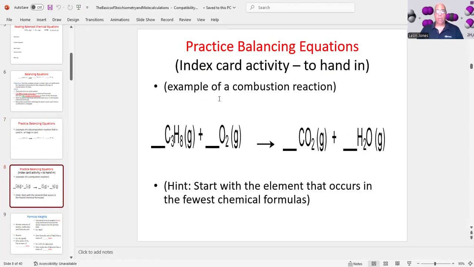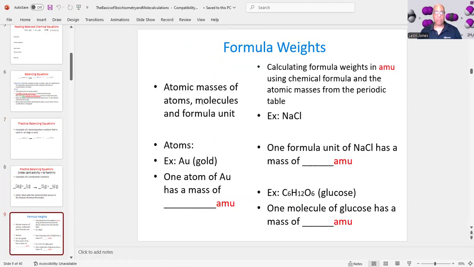So, practicing balanced equations. Here's an example of an equation. Now, again, you start with the element that occurs in the fewest chemical formulas. Formula weights, atomic masses of atoms, molecules, and formula unit, atoms. Example, Au is gold. One atom of gold has a mass of how many atomic mass units? You're going to calculate the formula weights in atomic mass units using the chemical formula and the atomic masses from, I just told you, the periodic table.